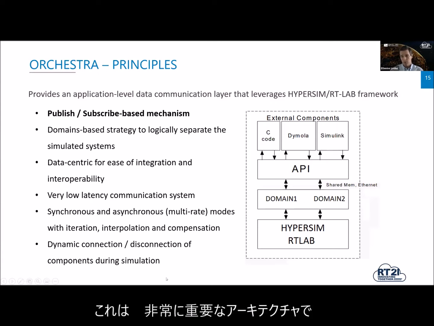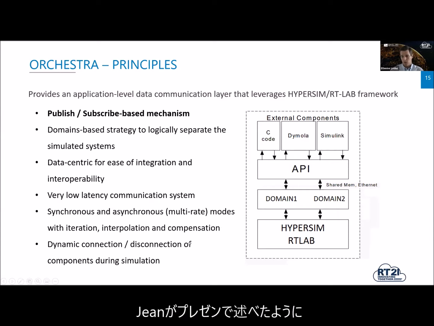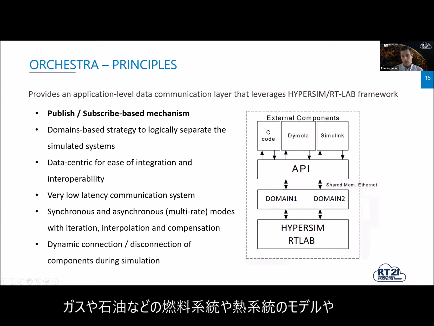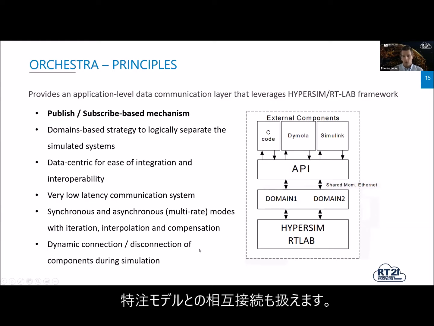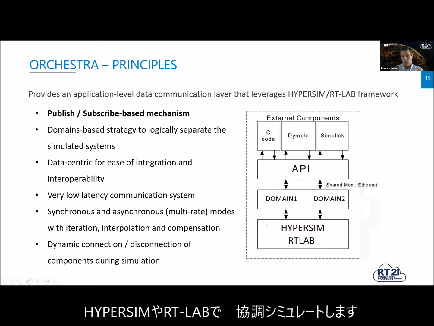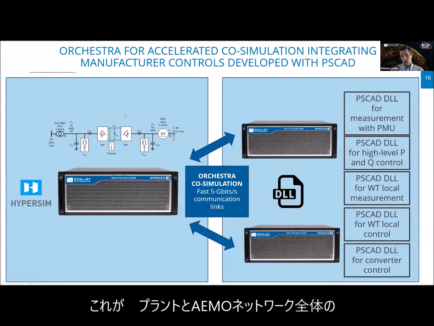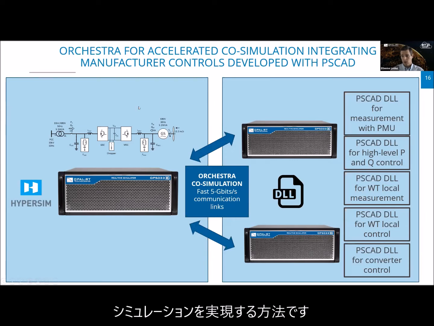So this is a very important piece of architecture that will enable not only the co-simulation with DLLs, but also several other interconnections, as Jean mentioned in the previous presentation, eventually with FMUs, with oil and gas networks, with thermal models, with custom models, so many different other tools or other means of implementing models that could be integrated and co-simulated together with HyperSim or RT-LAB. So this is how we get to achieve simulating the plants and the entire AEMO network.